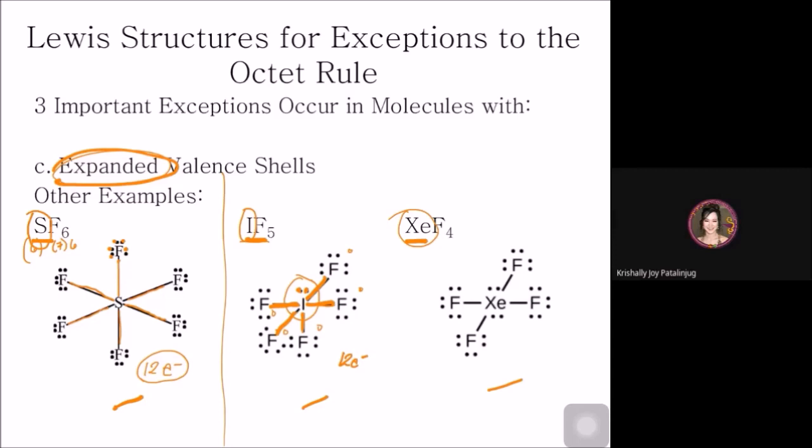Okay, so the same with the last example, xenon tetrafluoride. You will also get a formal charge of 0 for each atom. So stable silang lahat, kahit yung central atom has more than 8 electrons around them. Okay.